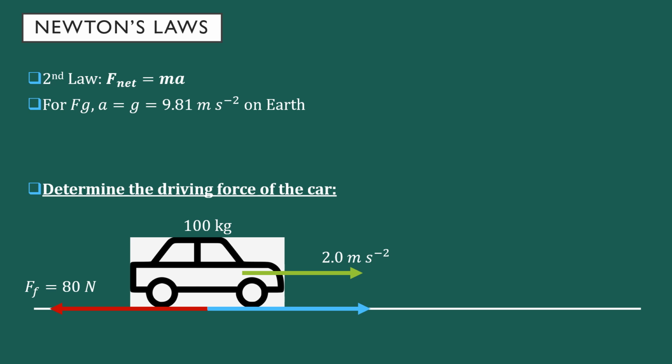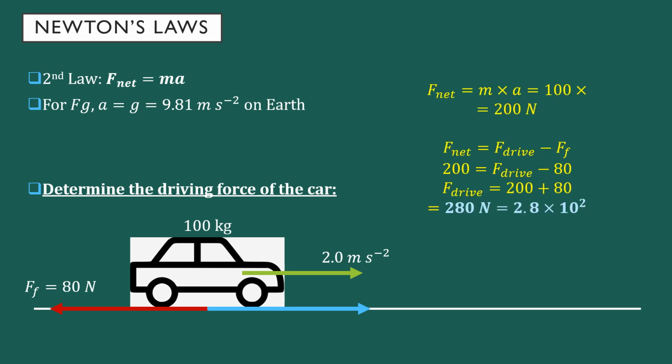Here it's accelerating at 2 meters per second squared. So we know the car's mass, acceleration, and frictional force. I put them all here. To find the driving force, the blue arrow, we would first need to calculate the net force of the car. That's just m times a. So 100 times 2, that's 200 newtons. I forgot to put the 2 here. Then let's say the right side is positive. It's a good idea to always determine what direction is positive before you do your calculations.